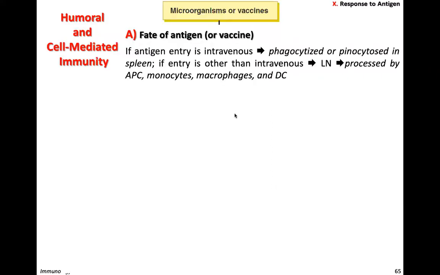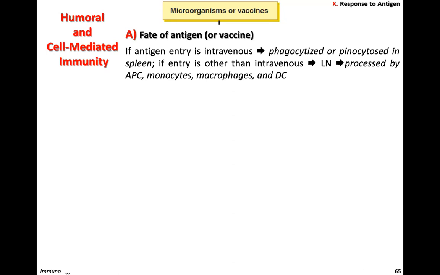So let's go through the fate of the antigen, either a microorganism or a protein, or exogenous protein, of course, or even a vaccine that got internalized inside the body. And we'll see how the humoral and cell-mediated immunity will coordinate to perform their function.